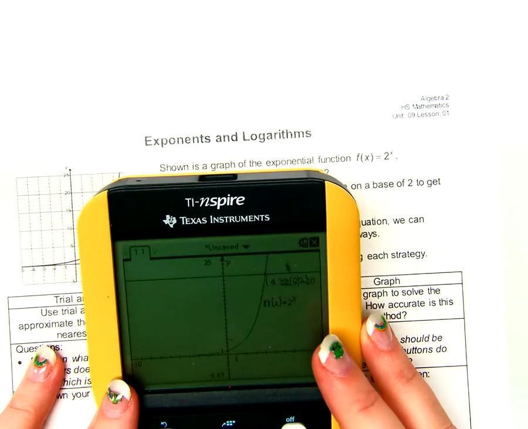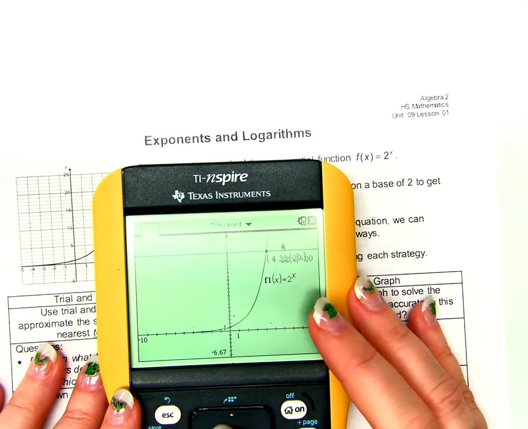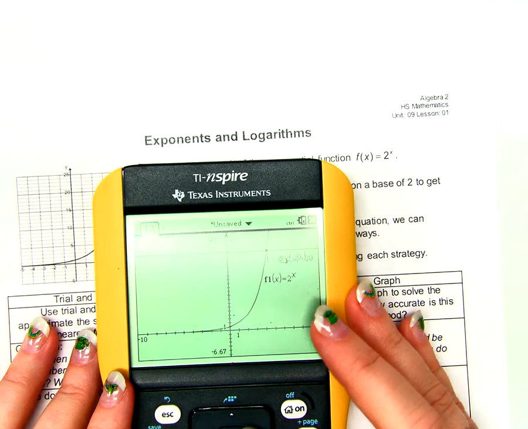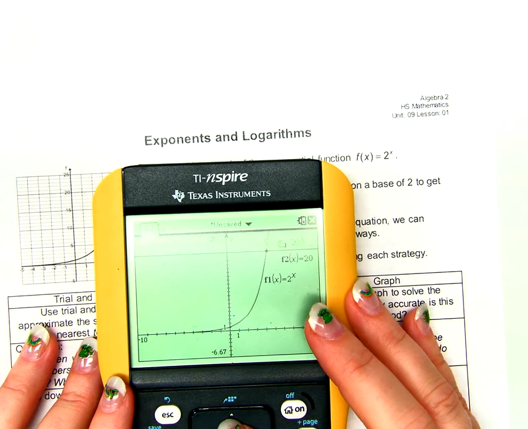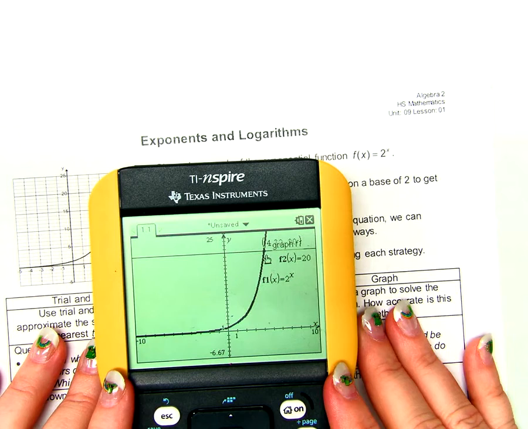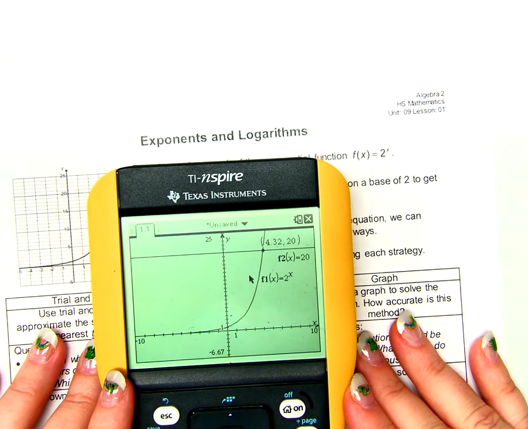I can't really see that. That's messy. Oh, tap it. Like that. So what is x when y is 20? 4.32?